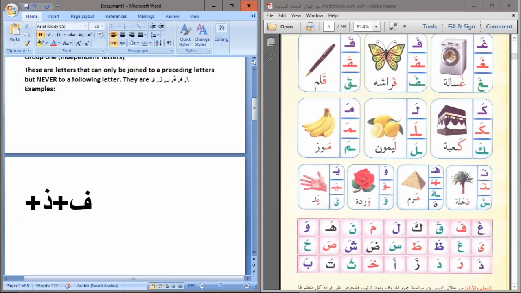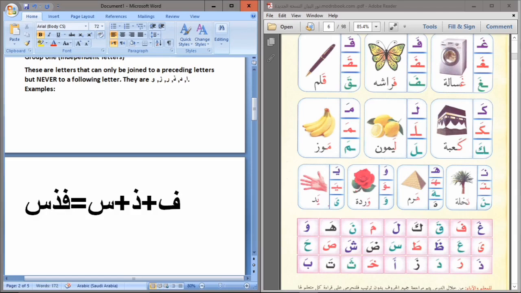Then followed by, let's say, Sin. So in this, if you want to join them together, this is how it will be: Fa, Da, and Sin. You notice that the Fa here attaches itself to Da because it comes before the Da. But the letter that is coming after the Da, which is Sin, will never attach itself to Da because Da is an independent letter. No letter can attach itself to it. As far as that letter comes after it, it must stand alone.